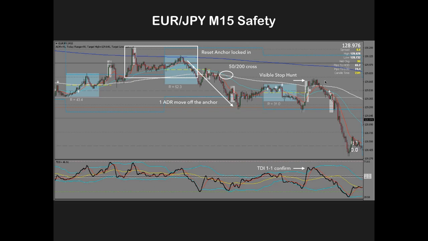Now you could take this trade up here where the shift candle closes below the EMA. However, we don't have a close below the market baseline.